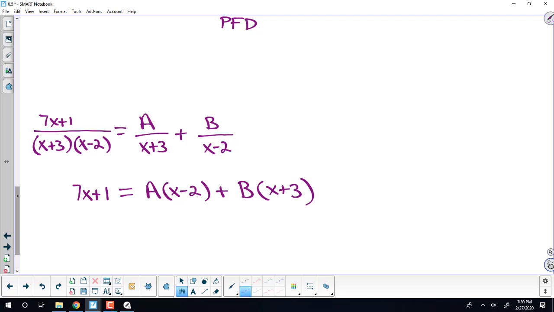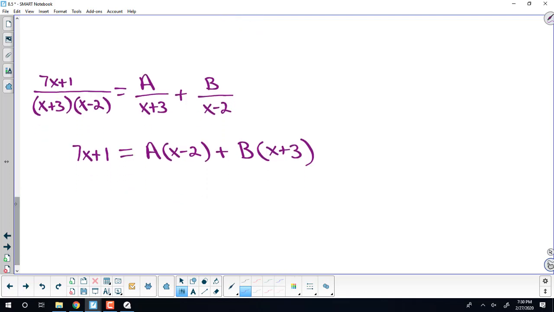Okay, so we've got to solve 7x plus 1 equals A times x minus 2 plus B times x plus 3 for A and B. So the shortcut method would solve A and B for us. We've got different factors. I'm going to let x be 2. And we have 15 on this side is 0 plus 5B. So B is 3.